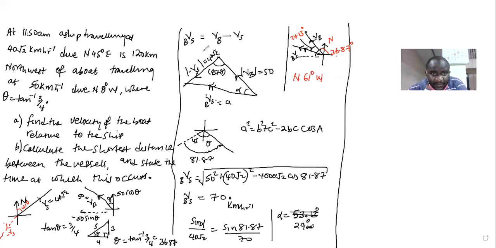Confirm that with the calculator. Members, which alpha angle are you getting? Habiba, which angle did you get? Did you get 53 or 29? Yes, teacher, I got 53. How did you get the 53? You press sine 81.87, divide by 70, equals, times 40 root 2, then shift sine. Answer what again?